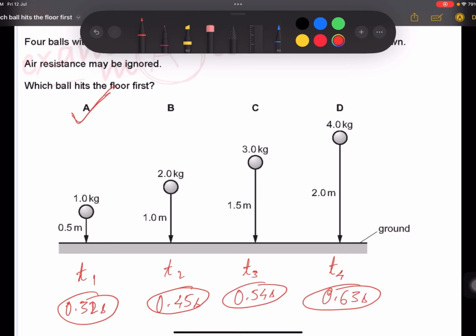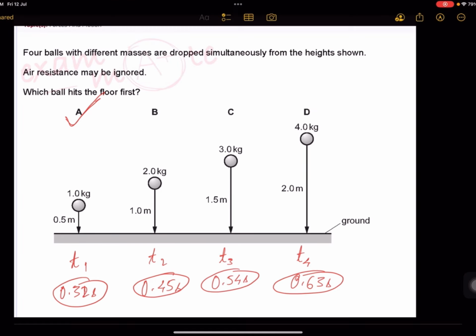I got inertia. Inertia is not momentum. I got change in momentum.